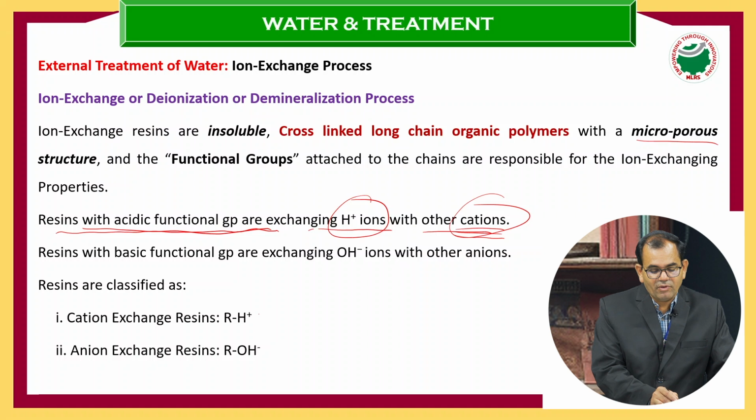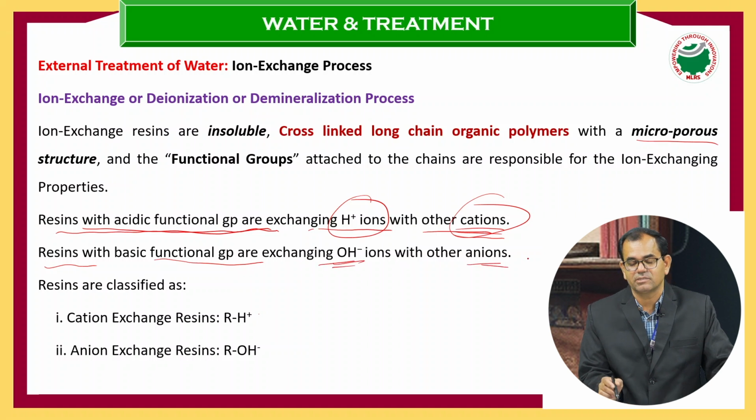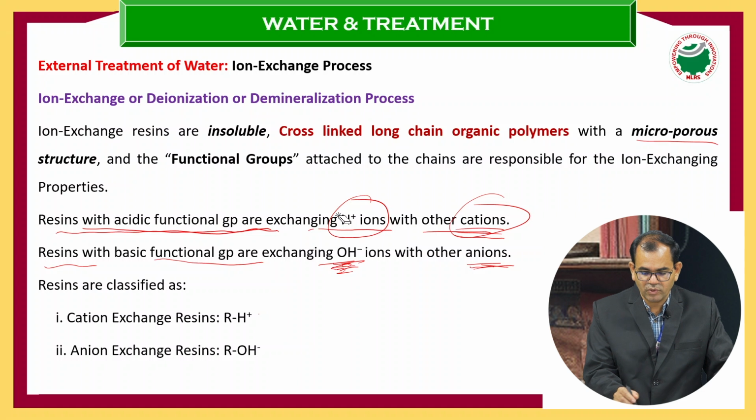Very simple. Similarly, anion resins. Anion resins with basic functional groups exchange OH minus ions with other anions. OH minus ion is an anion, and the other anion is from the salt, and this OH minus is from the resin. The resin's OH minus ion has been replaced with any other anion from the salt. Salt in the sense of water. Now let us go into details.